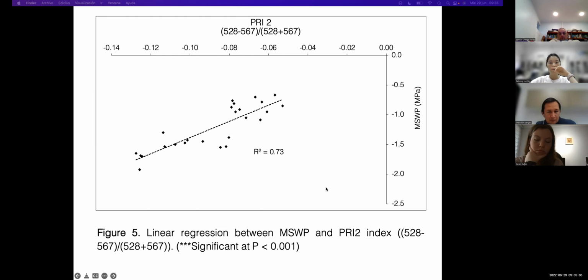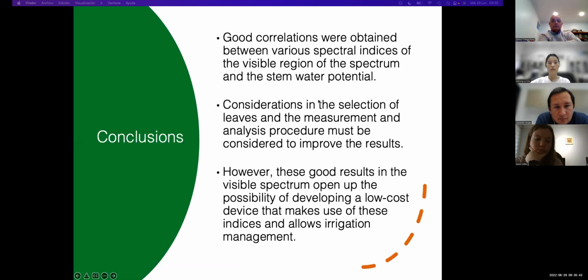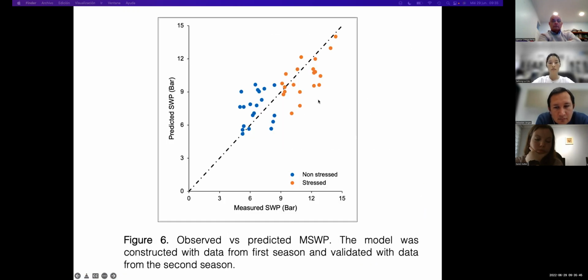In this case, the band around 530 nanometers is associated with the photoprotection processes provided by the xanthophyll cycle, while the bands around 570 nanometers are used as a reference, since they are not affected by stress. And finally, here we see the behavior of the model to predict the stem water potential. Points above the 1-to-1 line correspond to model overestimates, and points below the 1-to-1 line correspond to model underestimates.